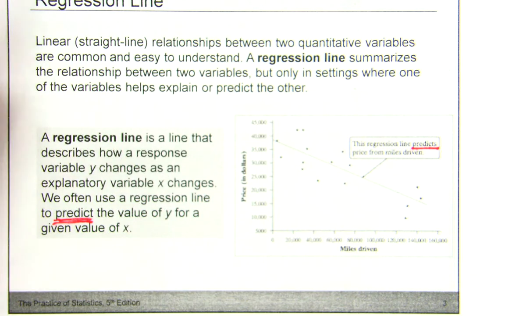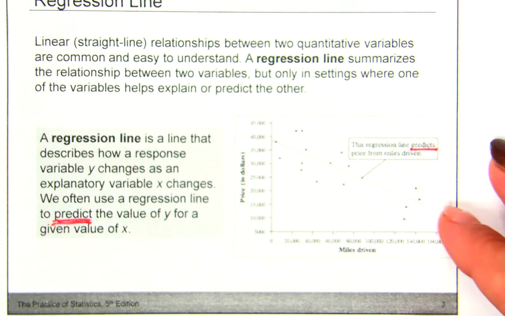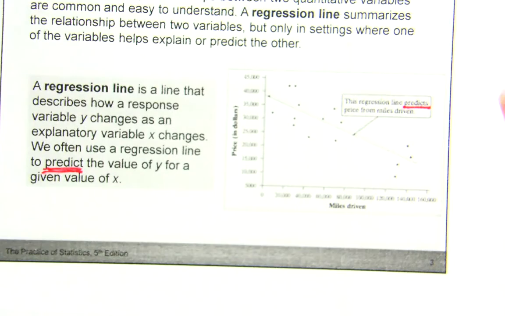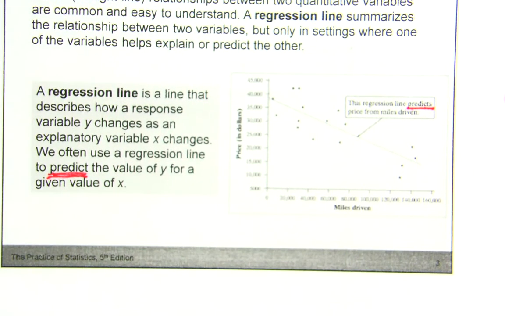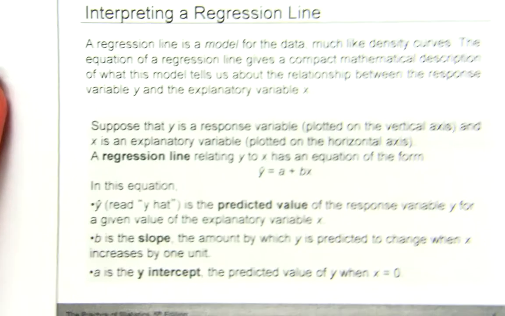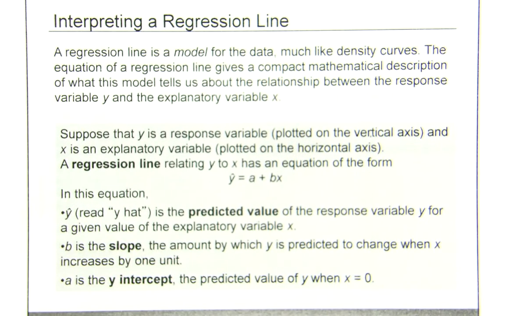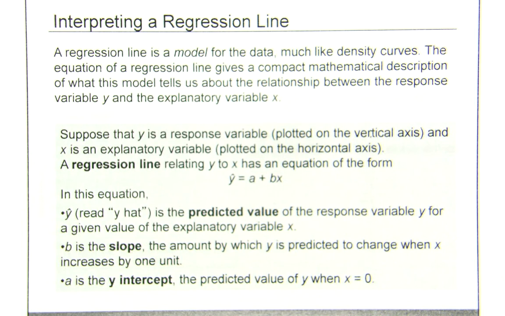So it will follow the format of y equals mx plus b, but we're going to get to that in a second in the next slide. It just predicts it, right? But it follows the format of y equals mx plus b, except we've kind of turned it around a little bit, okay? So interpreting a regression line is a model for the data.